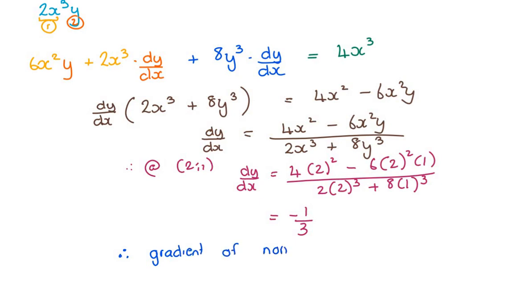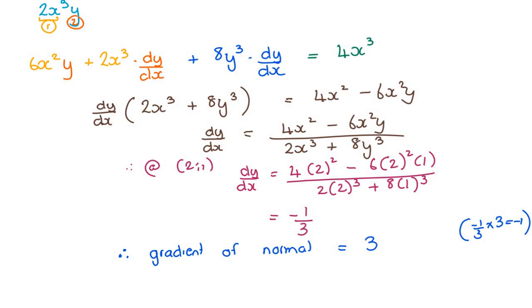The gradient of the normal is, if lines are perpendicular, you swap the gradient around and you change the sign. So if I swap it around, I get 3 over 1, which is 3, and I change the sign. Why? Because let's just think about it. What would you have to multiply negative 1/3 by to get negative 1? And it's 3. So they asked me for my gradient of my normal.